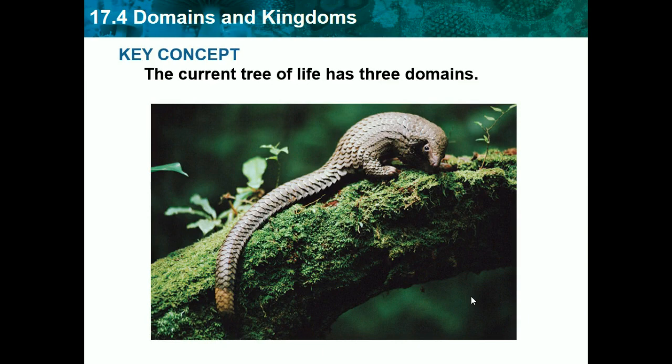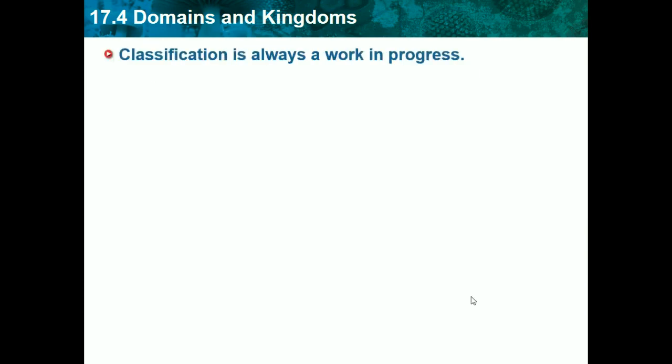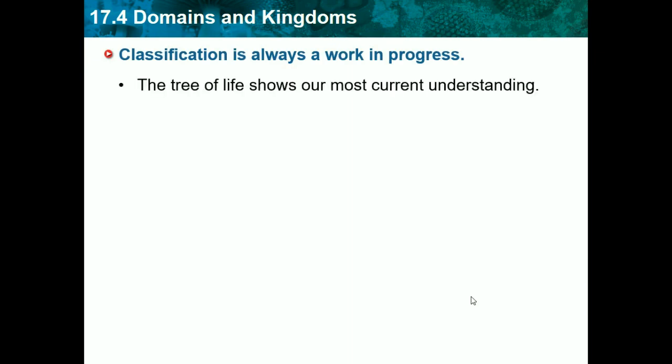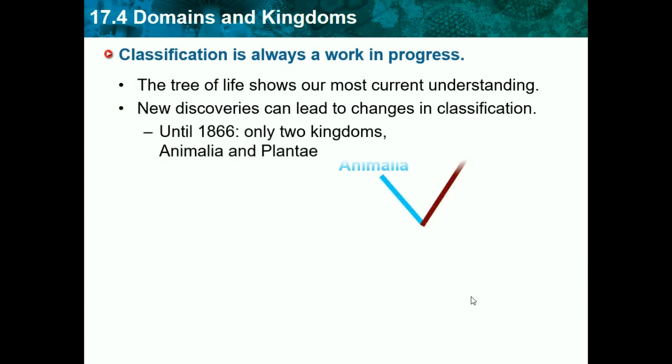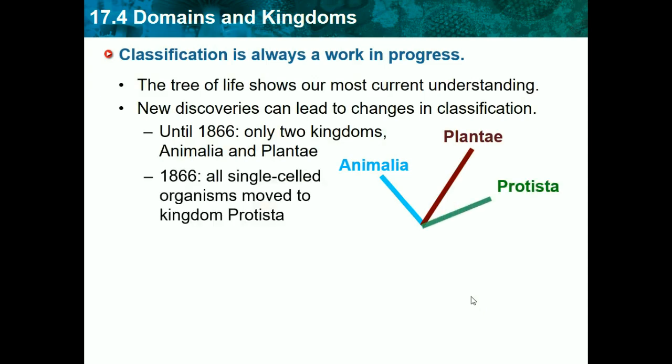Domains and kingdoms. Domain and kingdom are two of the 7 classifications in the Linnaean system. Key concept: the current tree of life has 3 domains. So classification is always a work in progress. The tree of life shows our most current understanding. New discoveries can lead to changes in classification. Until 1866, only 2 kingdoms, Animalia and Plantae, existed. Kingdoms are one of the broadest classifications in the Linnaean system.